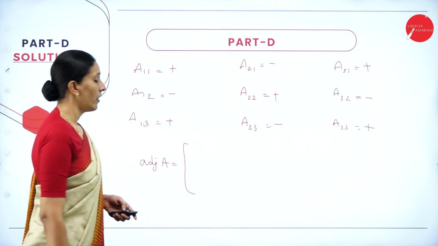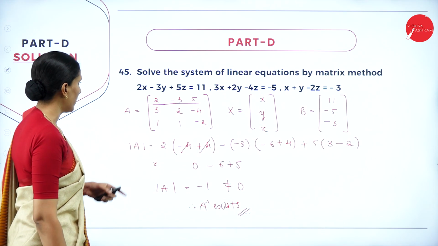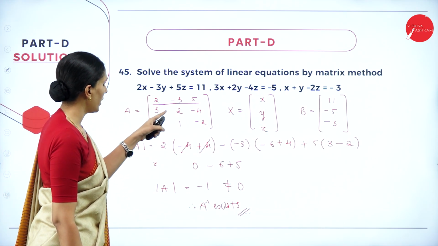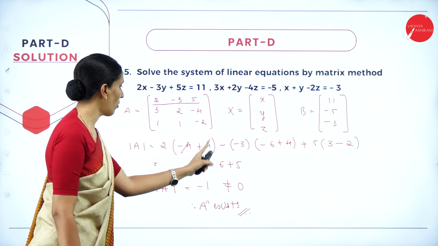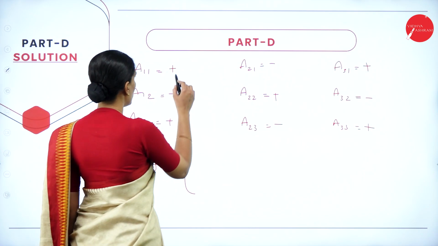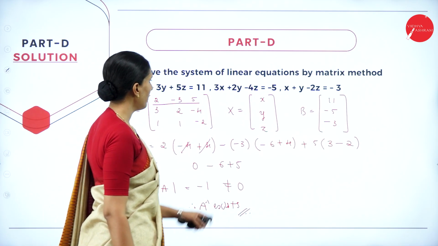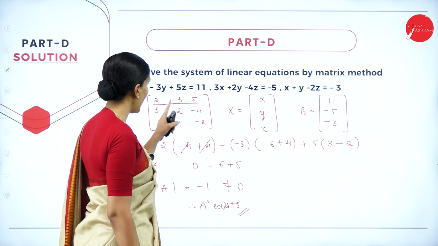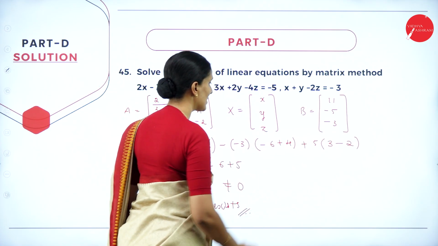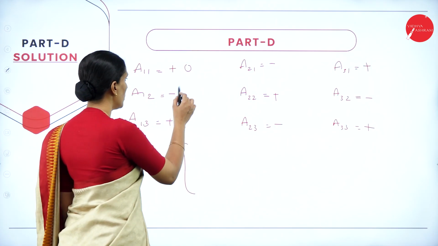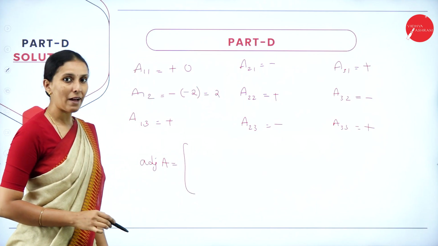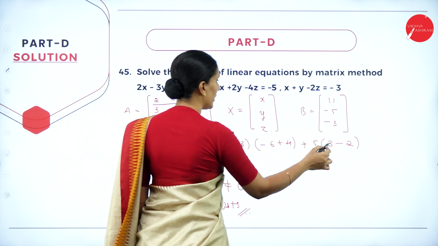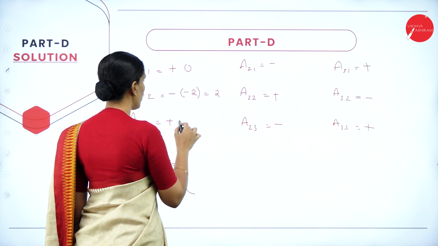Now let's write the cofactor of the first element. The first element is 2. So it's the minor of the determinant, that is 2 into minus 2, 1 into minus 4. We already got here, so it is 0. Next we have A12. For A12, we have taken minus 6 plus 4, which is minus 2. So here we'll get minus 2, which becomes 2. Next we have A13. For A13, it is 3 minus 2 we have got. So we'll get 1 here.